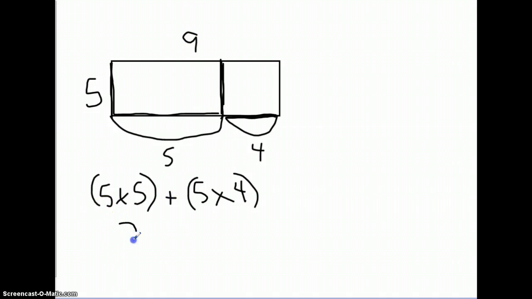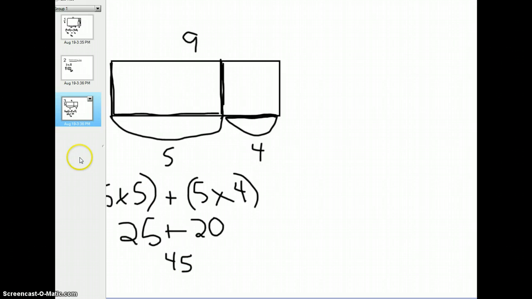You should know that 5 times 5 is what? 25. 5 times 4 is 20. And in your head, again, my ones column has a 0 in it. So 5 and 0 is 5. 2 and 2 is 4. My answer is 45. Ladies and gentlemen, this is very similar to yesterday.